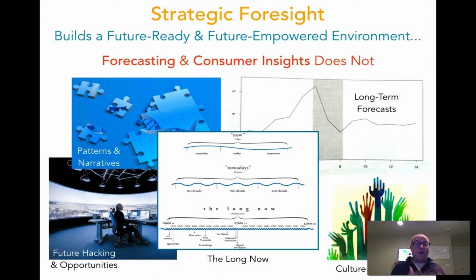And then also, another great slide is the future hacking slide here. What we don't mention on the slide is the term future jacking, with a J, jacking, like hijacking a car.